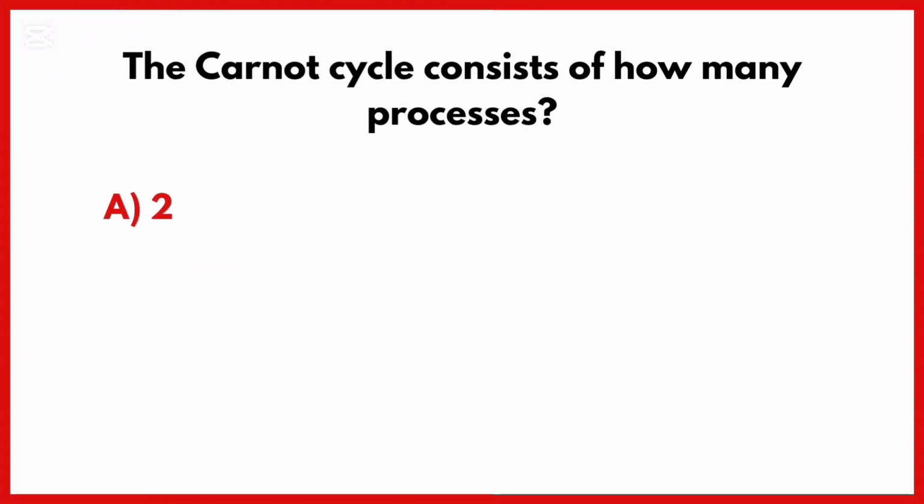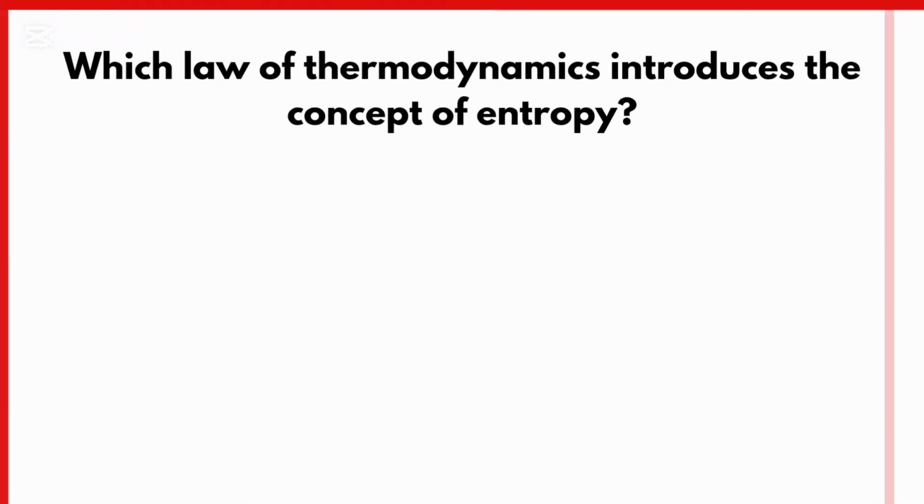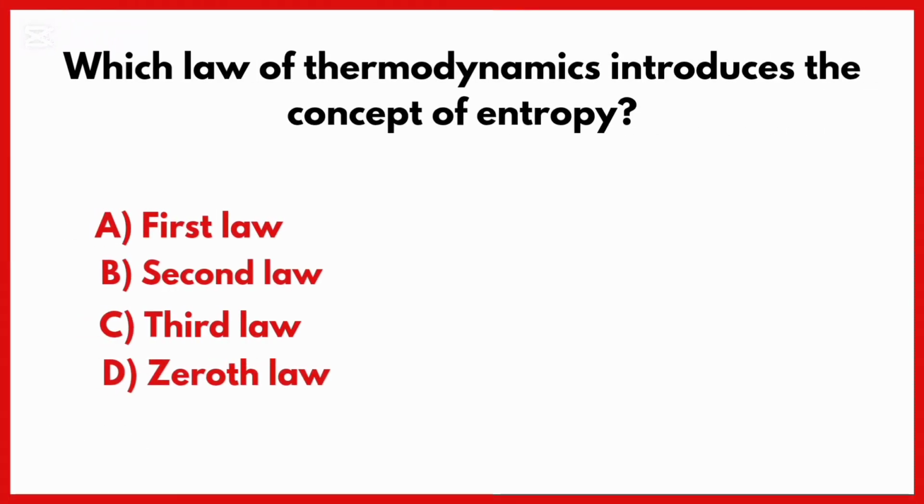The Carnot cycle consists of how many processes? Correct answer is option C, 4 processes. Which law of thermodynamics introduced the concept of entropy? Correct answer is option B, second law.